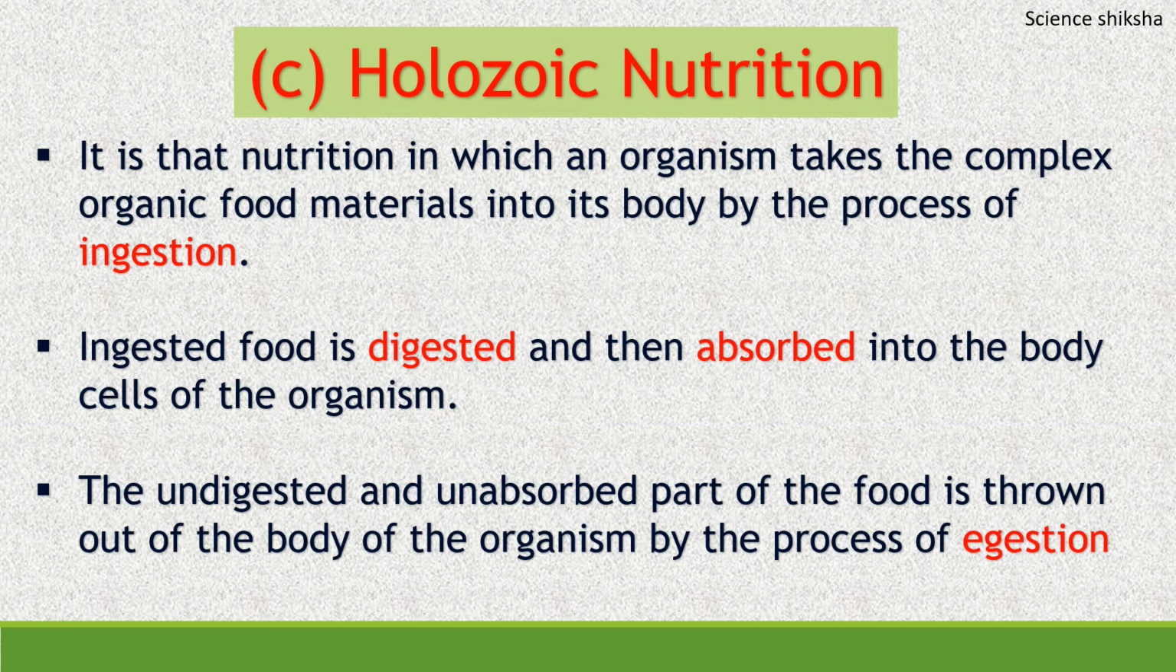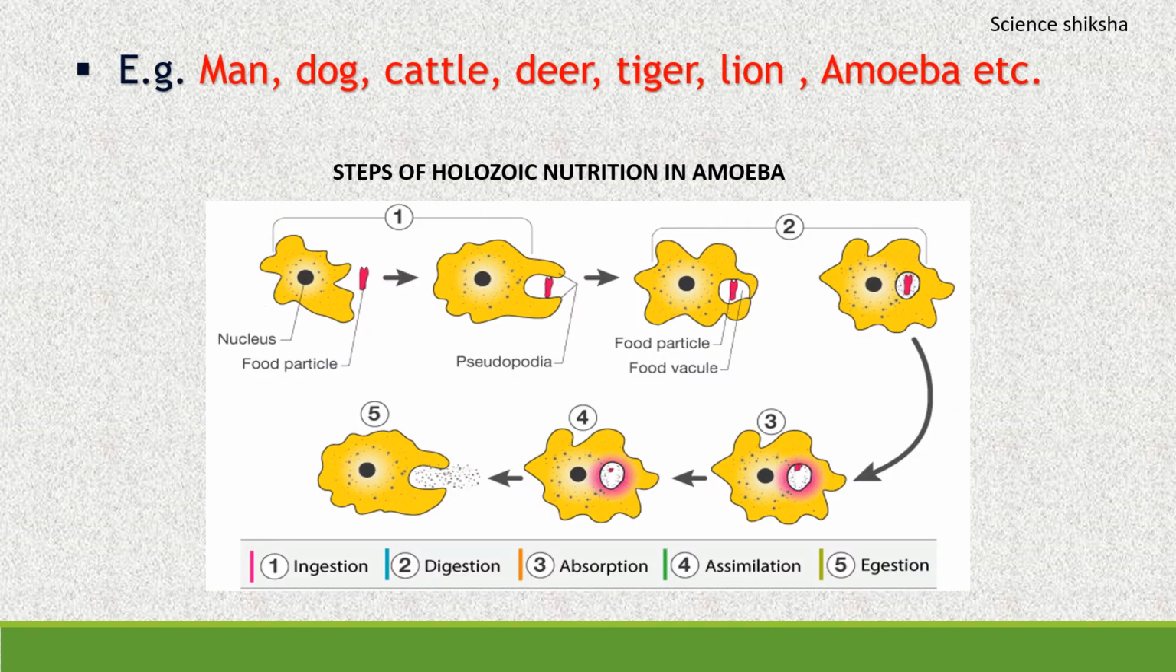Now, last type of heterotrophic nutrition is the Holozoic nutrition. It is that nutrition in which an organism takes the complex organic food material into its body by the process of ingestion. The ingested food is digested and then absorbed into the body cells of the organism, and the undigested, unabsorbed part of the food is thrown out of the body of the organism by the process of egestion. Various examples of Holozoic nutrition are man, dog, cattle, deer, tiger, lion, amoeba, etc.